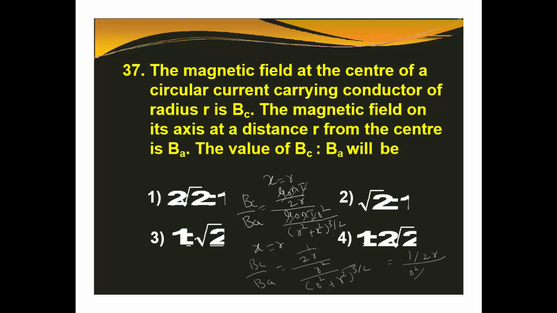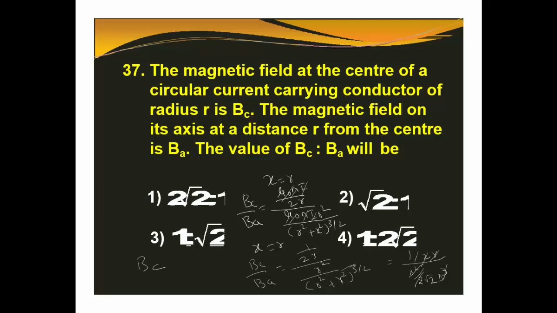2r square raised to 3 by 2. If you do the calculation, it will be 2 root 2 r cube. Here r cube and r square cancel, 2 root 2 goes and r also goes. This r also cancels. So totally r cube and r square all cancel. The 2 and this 2 also get cancelled. So totally root 2 goes up.